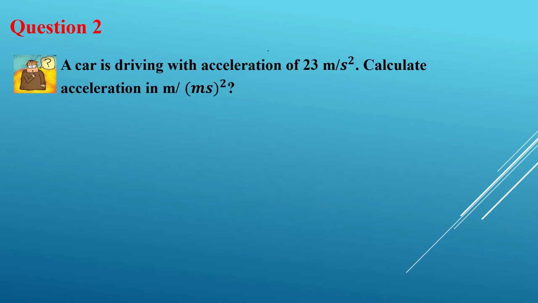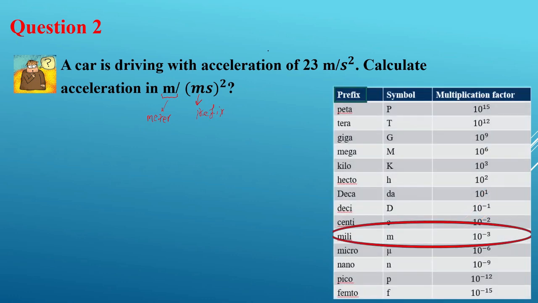Question 2. A car is driving with an acceleration of 23 meters per second squared. Calculate the acceleration in meters per millisecond squared. So the first thing I want you to notice: this little m here is the unit of length, which is meter. And this one is the prefix, which is milli. In the second video, I talked about the prefix and how you can use it. One of these prefixes is milli, whose symbol is little m, and this is 10 to the power of minus 3, okay?